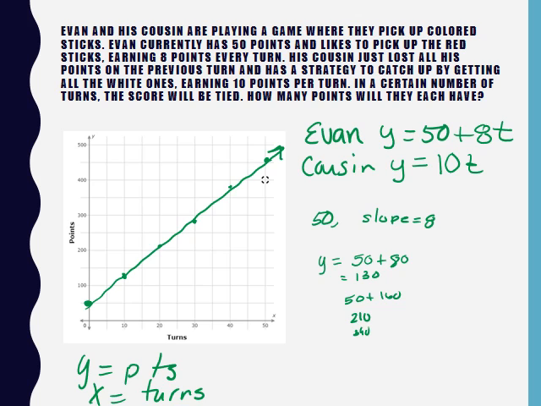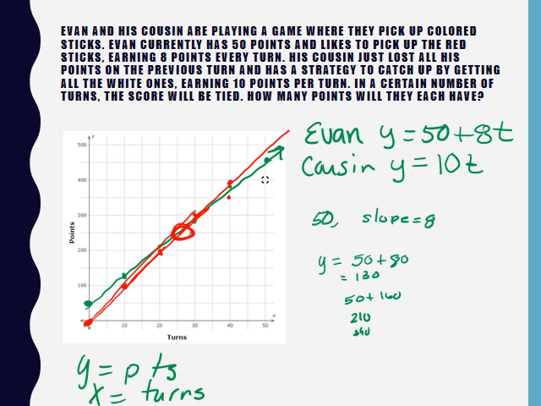All right. So now his cousin is y equals 10t, and he starts at 0. So every 10, he's going to earn 100. He's close. Not quite there yet. So we're going to be somewhere in here, and it looks like it might actually be 25 turns.